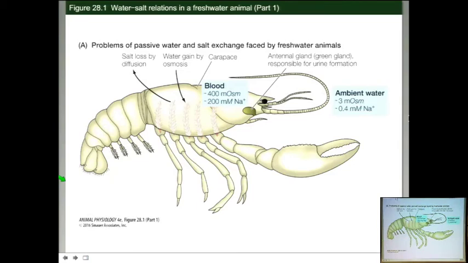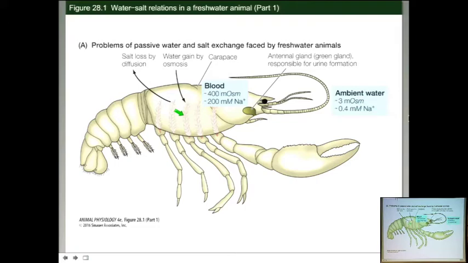Now let's look at the water and salt relations in a freshwater animal, and here we have a crayfish of some kind. The points to be made here are that the blood osmolarity is around 400 milliosmoles with about 200 millimolar sodium, whereas the ambient water is 3 milliosmoles and 0.4 millimolar sodium. So you have the situation where the animal has evolved an impermeable shell, and so the main site of gain of water and loss of salt is the gills.